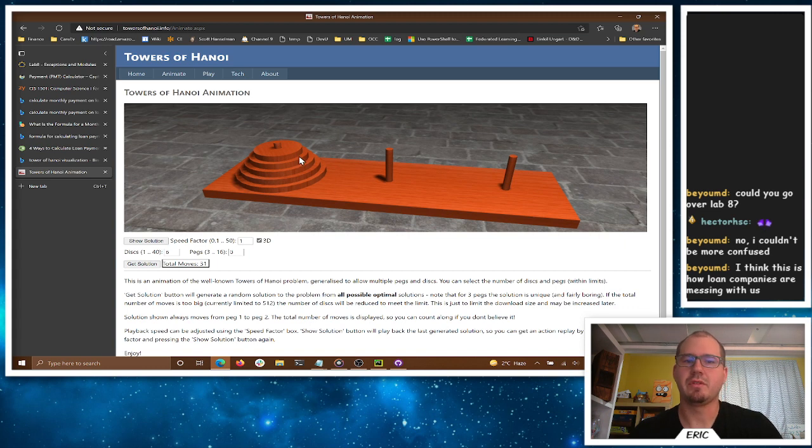Here we go. So there's 5 disks, and the idea is you can't put a bigger disk on top of a smaller disk. So to move all 5 from this peg to this peg is difficult, right? That's not the base case. We don't know how to solve that.